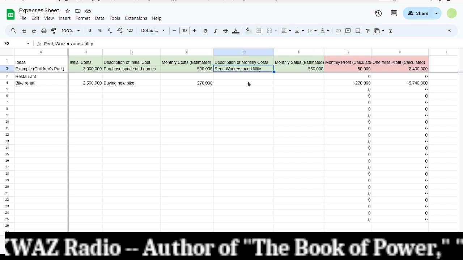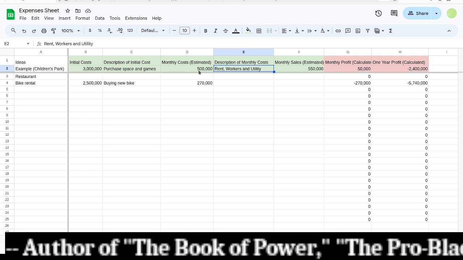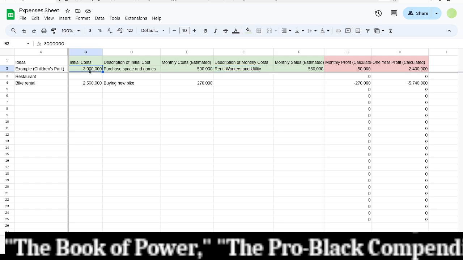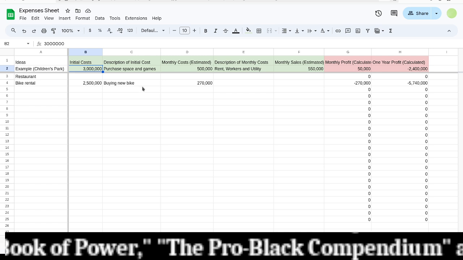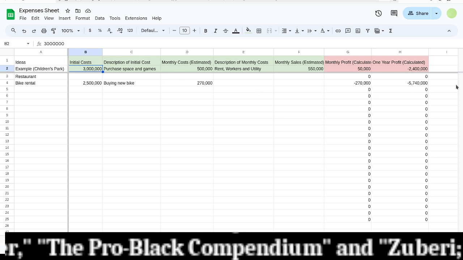But of course, you have to pay for your water, your electricity, the rent of the place, the workers. Now, actually, you might not have to pay rent because in Tanzania, the rent is assumed in the initial cost, because you pay 6 months in advance or something like that. But it is what it is.